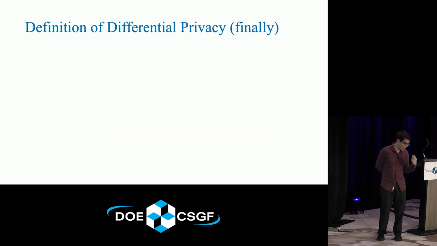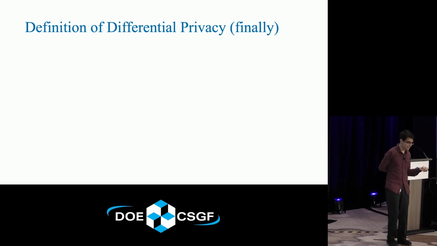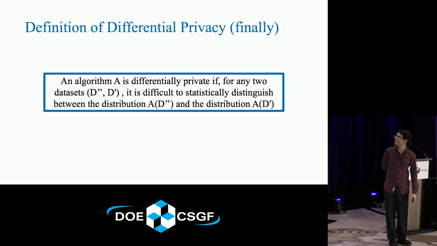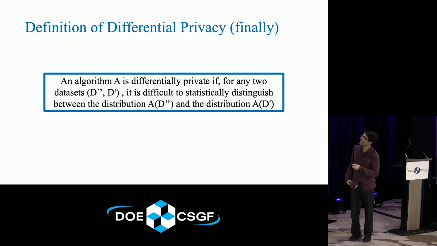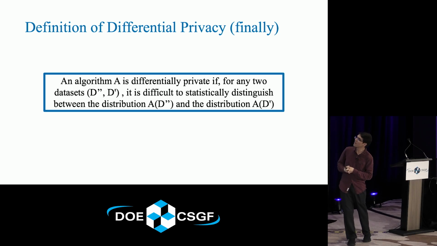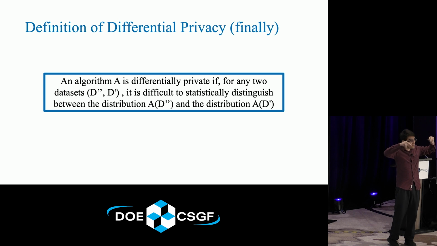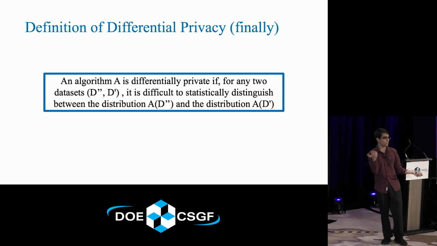And so with all that primer out of the way, we finally get to the definition of differential privacy, and I'm going to give a vague version of it. You're differentially private only if it is difficult to statistically distinguish between these two distributions, where D prime and D double prime are any two data sets that, I forgot to mention, differ by one element. You should think of that element as your data. If it's difficult to statistically distinguish between these two distributions, because we're using randomness for privacy, so these are distributions, then we say we're differentially private.